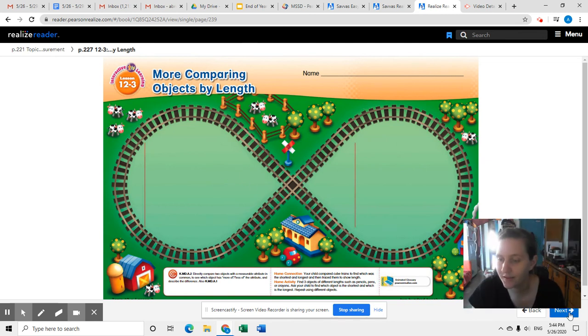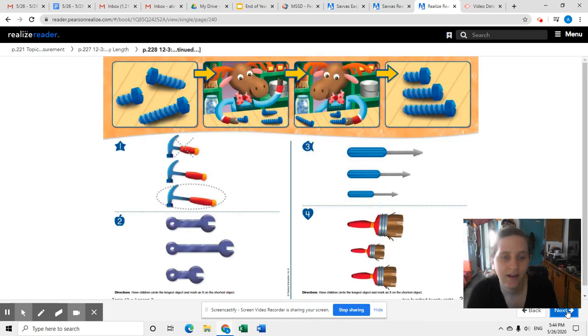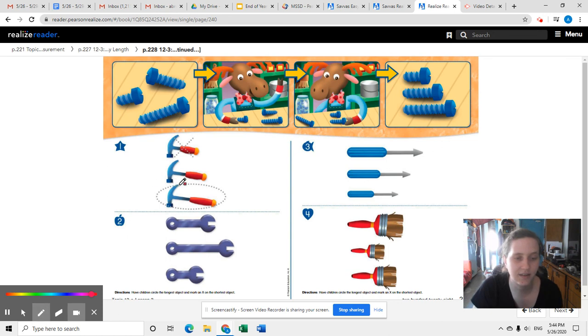Let's go to the middle. All right, right here. For number 1, you're going to circle the longest object. They've already made them even for you to make it nice and easy, and put an X on the shortest. So they started off doing it. So you're going to circle the longest object and put an X on the shortest. All right. For number 2, you're going to circle the longest and put an X on the shortest.